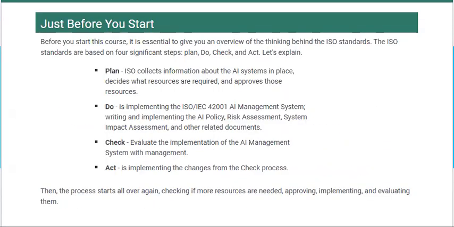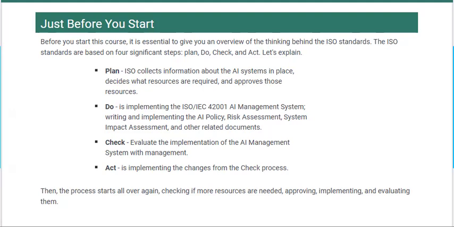Just before you start, it is essential to give you an overview of the thinking behind the ISO standards. The ISO standards are based on 4 significant steps: plan, do, check, and act. Let's explain. Plan: ISO collects information about the AI systems in place, decides what resources are required, and approves those resources. Do is implementing the ISO/IEC 42001 AI management system, writing and implementing the AI policy, risk assessment, system impact assessment, and other related documents.